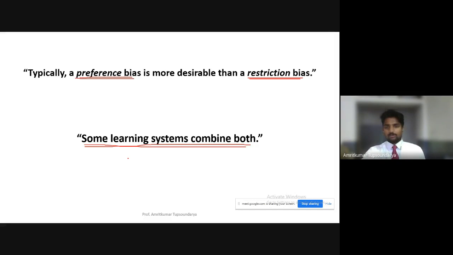Now the question again will arise whether both types of inductive bias, preference bias as well as restriction bias, can be applied on a particular problem? Can they both be applied on a particular problem? There are not many types of problems available to which both the inductive biases can be applied. There are very seldom problem statements which have the flexibility to incorporate both these inductive biases, right? Preference bias as well as restriction bias. So there are some learning systems which indeed combine both of these.